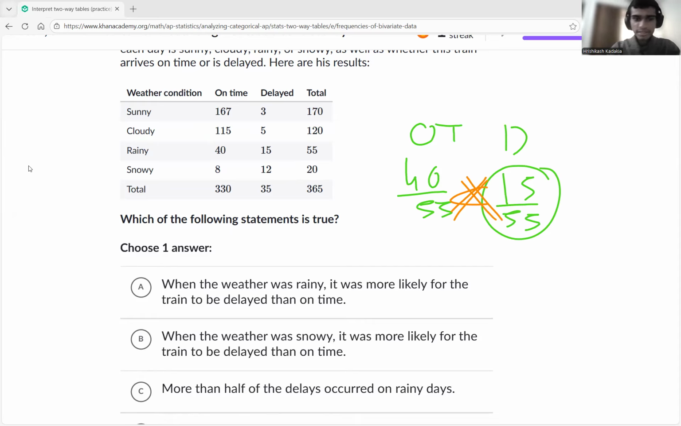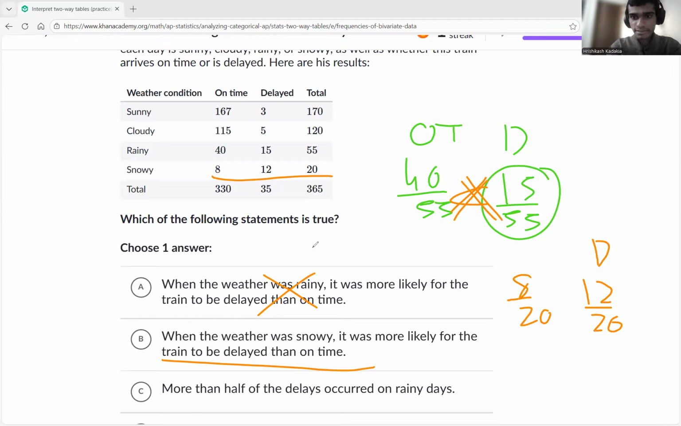But when the weather is snowy, if you go to the B option, because A is incorrect, more likely to be delayed than on time. Well, this one makes sense actually. And this makes logical sense, right? Snowy days are generally more delayed than on time. So 8 over 20 and 12 over 20. Here they're saying that this is T, this is OT, and 12 over 20 is greater, which is mathematically correct. So B is correct. B is the option we choose.